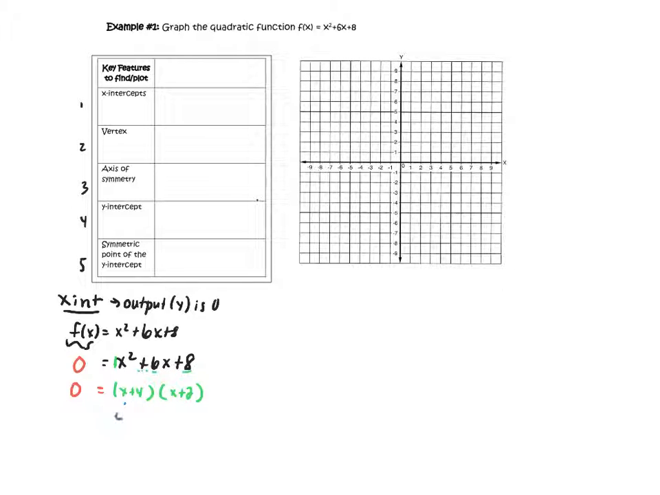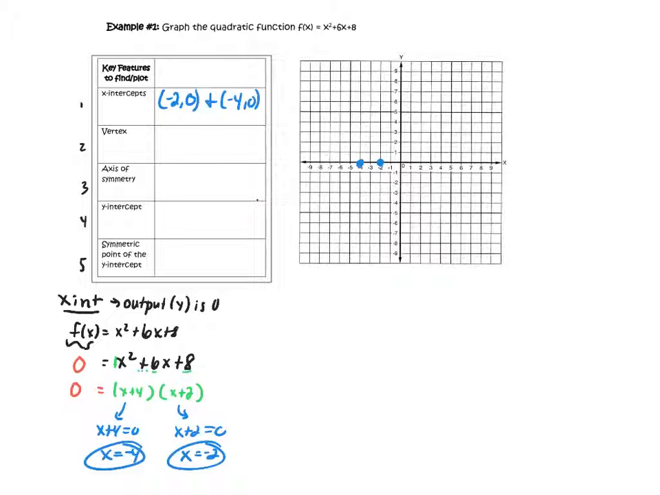So now we can use our zero product property. If we're multiplying things, one of those factors must have been the reason that we got 0. So we set them equal to 0, and we could see our two x-intercepts will be at the x value of negative 4 and the x value of negative 2. Now, since they are points, we know the y value is 0, so we're going to write them as points. We're going to go over here and graph them. So here's negative 4, 0, and here's negative 2, 0.